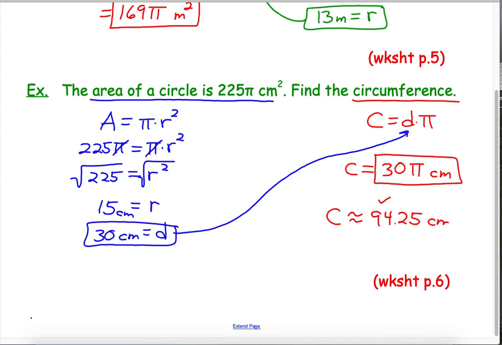94.25 centimeters. So sometimes you'll see problems that ask for an exact answer, and that's when you leave pi in it. Or they'll ask you for an approximate answer and tell you to round to a certain number of decimals. And that's when you grab your calculator and you multiply the number times pi for your answer. Okay, you should be competent now to do all the pages on the last worksheet.